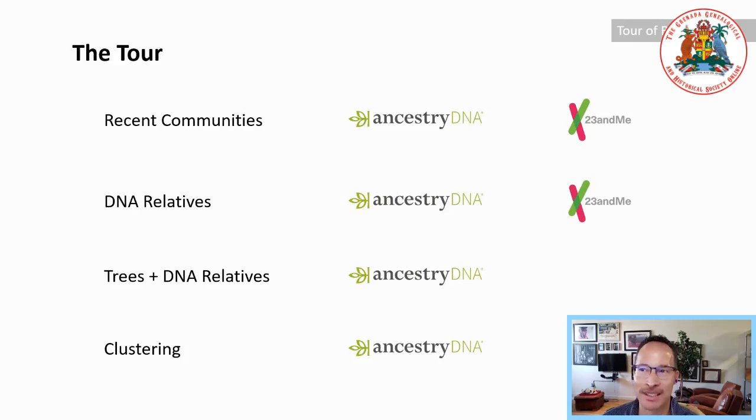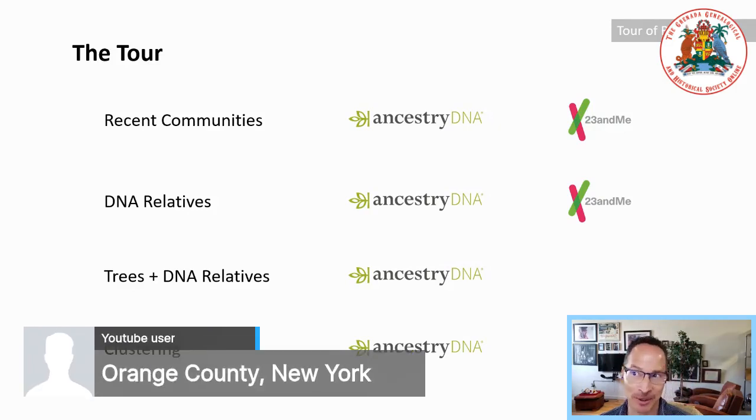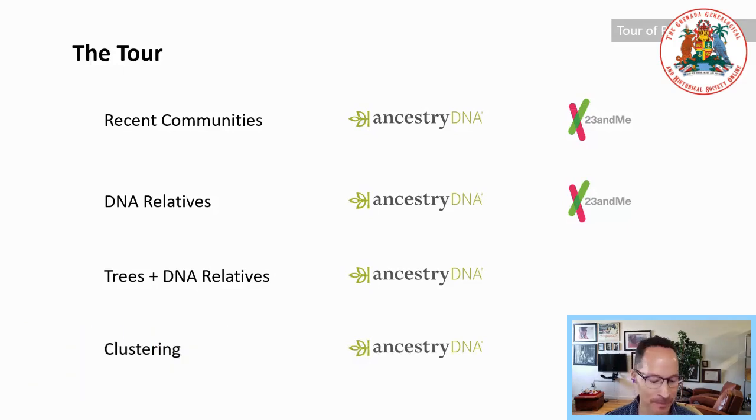So now let's take a tour. I'm going to start with the part that is least useful for doing genealogy, but it's the part that most people are drawn to. And it's called your ethnicity. It's your ethnicity breakdown, but specifically within that, it's your recent communities.